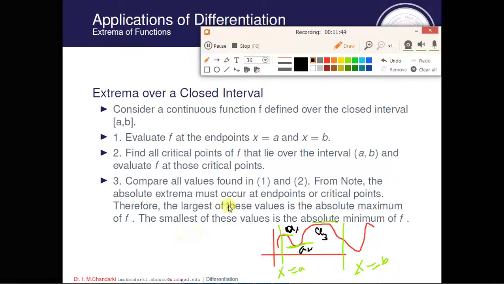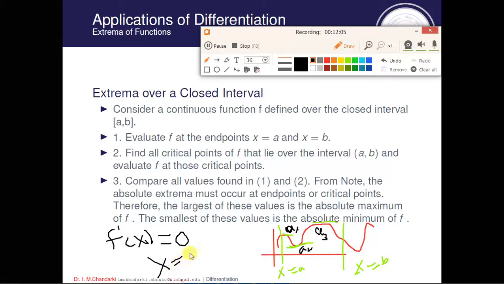Suppose you want to find these a1, a2, a3, which are called critical points. Simply find f dash of x and equate that to 0. That will be an algebraic equation. If you solve that equation, you get values of x, which we denote by a1, a2, a3, a4, and so on. These are called critical points, obtained by differentiating f with respect to x and equating to 0.